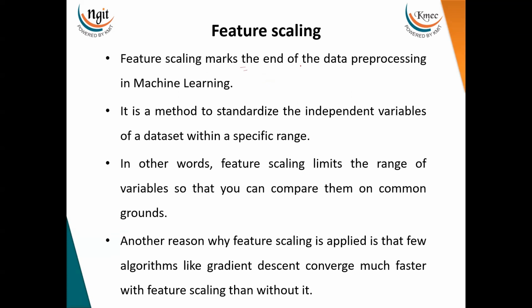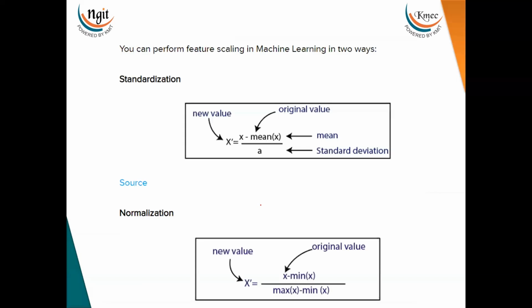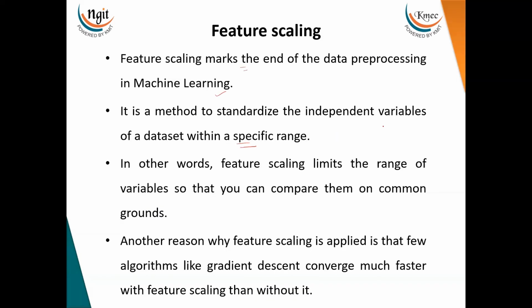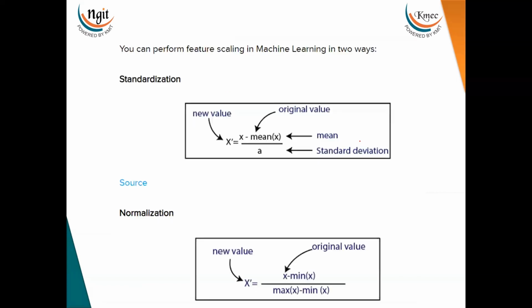This feature scaling marks the end of data preprocessing in ML. It is a method to standardize the independent variables of a data set within a specific range. In other words, it limits the range of variables so that we can compare them on common grounds. Another reason we need feature scaling is to get accurate results. So there are two ways to perform feature scaling in machine learning: one is standardization, one is normalization.